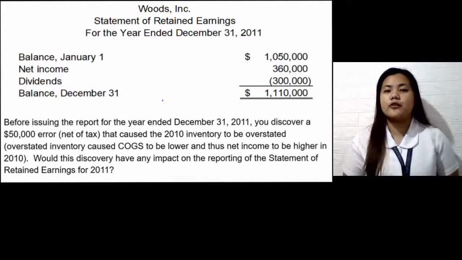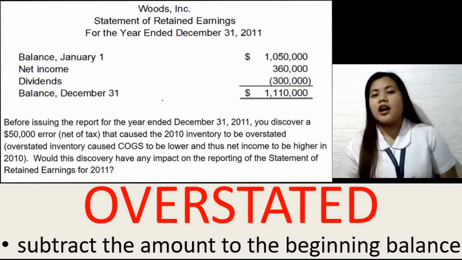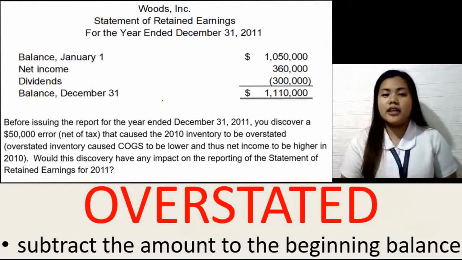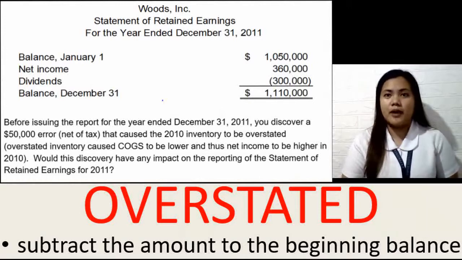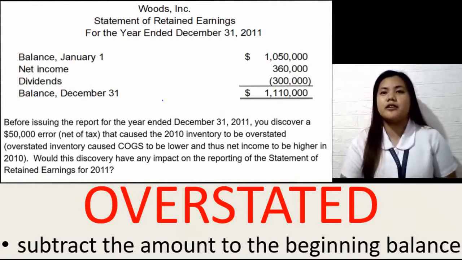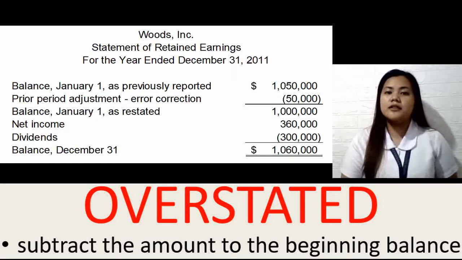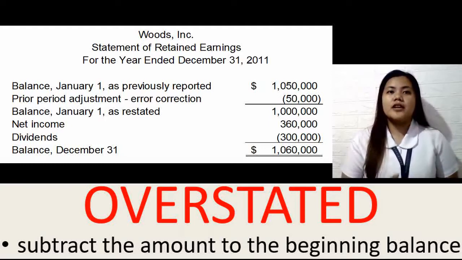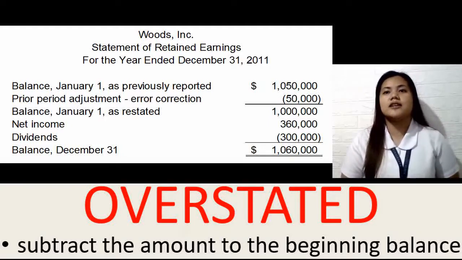Meaning, because from the previous slide we tackled that the adjustment is made to the beginning balance, the beginning balance here on January 1 is $1,050,000. So we subtract the $50,000 from the balance of January 1. The balance of January 1 as restated is $1 million only.